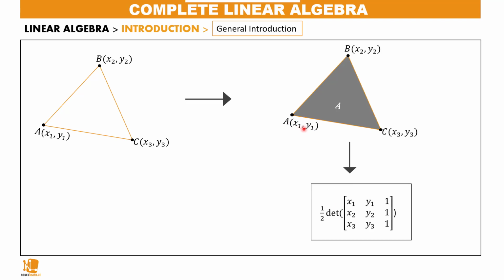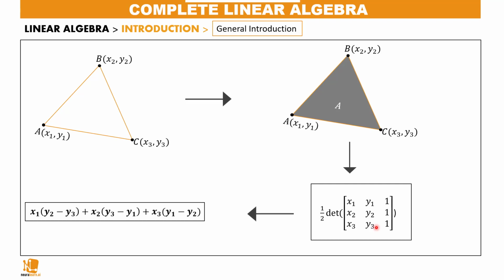So we have the coordinates of A, which form x1, y1. We have for B, x2, y2. We have for C, x3, y3. And with the use of a very powerful tool, which is the determinant, we can obtain the area of the triangle. So we'll see here how we can make use of our linear algebra knowledge in solving this very practical problem.